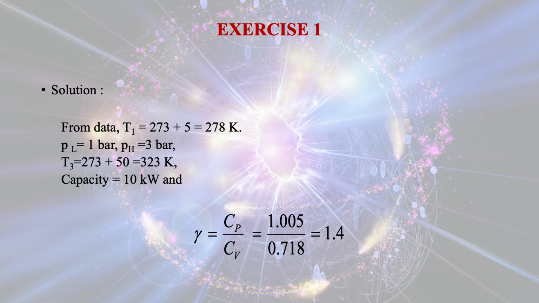The initial pressure is 1 bar. The final pressure after the compression in the compressor is given as 3 bar. So the pressure ratio P2 by P1 is equal to 3. The initial temperature before compression is given as 5 degrees centigrade. The temperature after the cooling process is given as 50 degrees centigrade. Now let us see how we can solve this numerical.